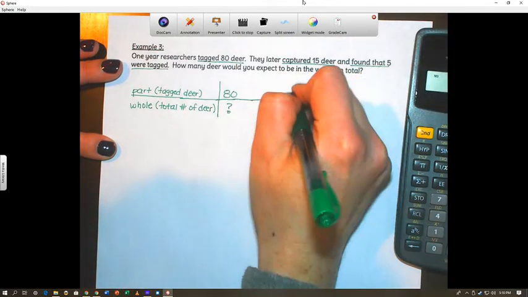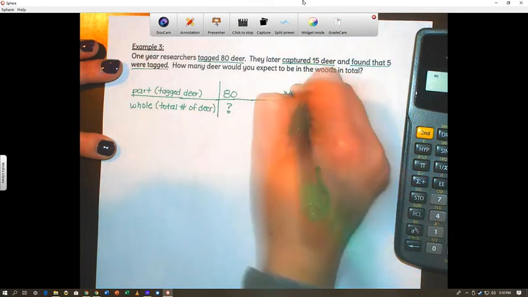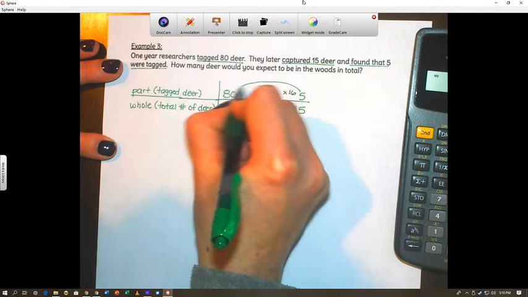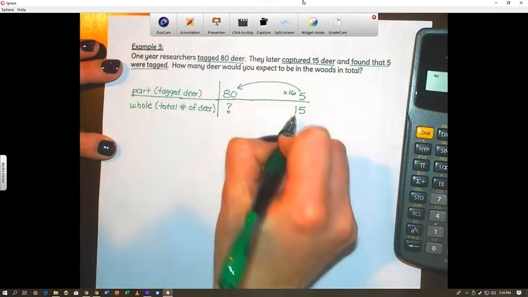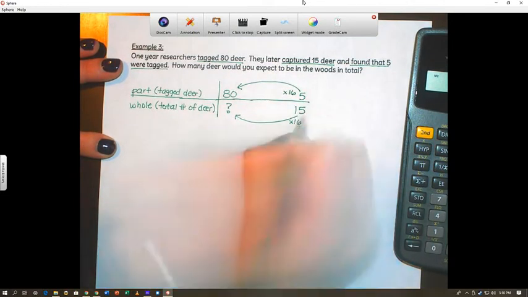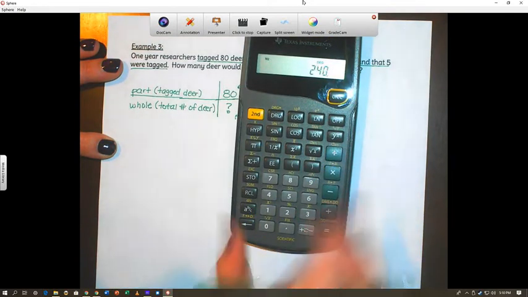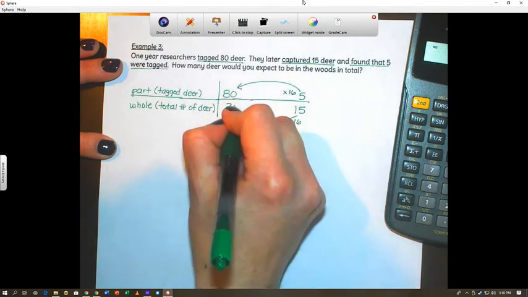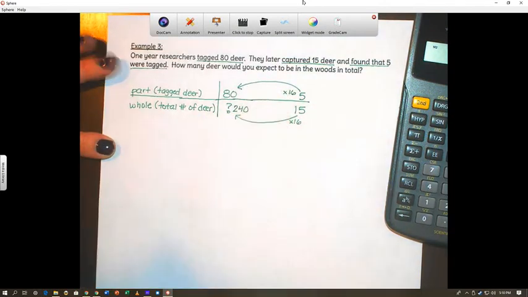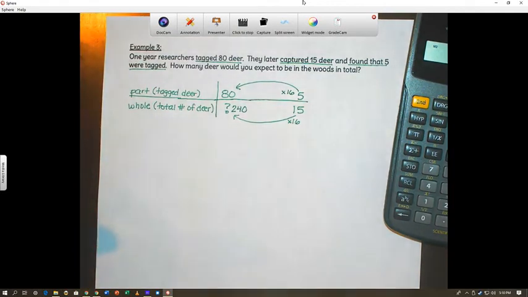So I have to multiply 5 by 16. Kind of working this way. So what is 15 times 16? 240. So we could expect, we could infer, we could predict that there were 240 deer in the woods.